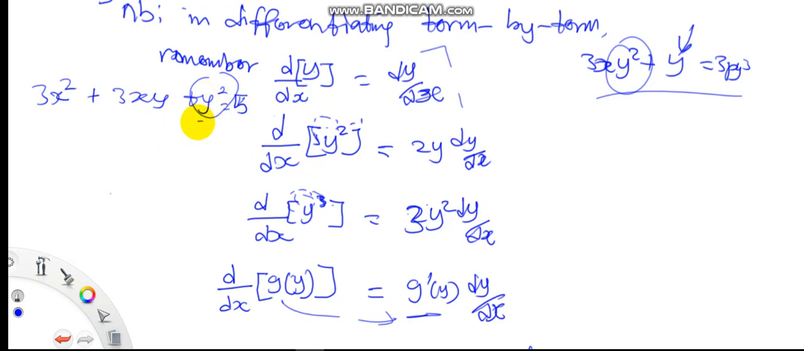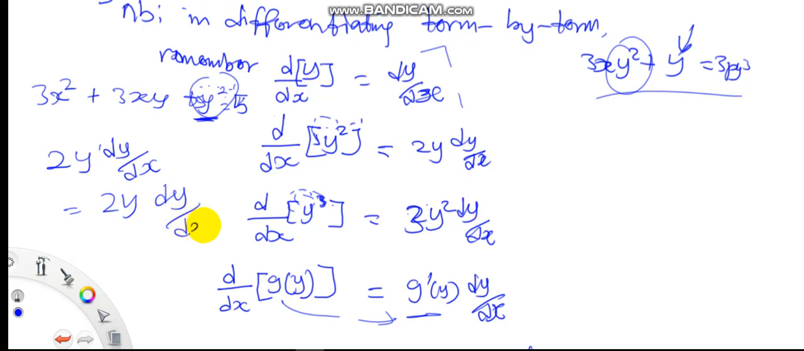For example, differentiating this term by term would give us, for this term, we multiply the whole term by 2, and then we subtract 1 from the power, as we always do. So we say 2 times y, 2y, 2 minus 1 is just 1, so we just leave it as that, but then we multiply it by dy dx. So this would be 2y dy dx. Okay, so this is it.